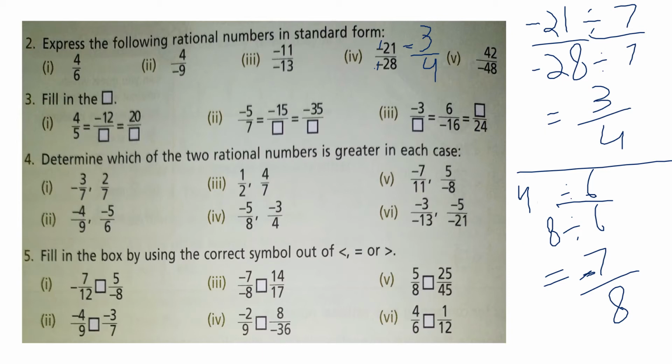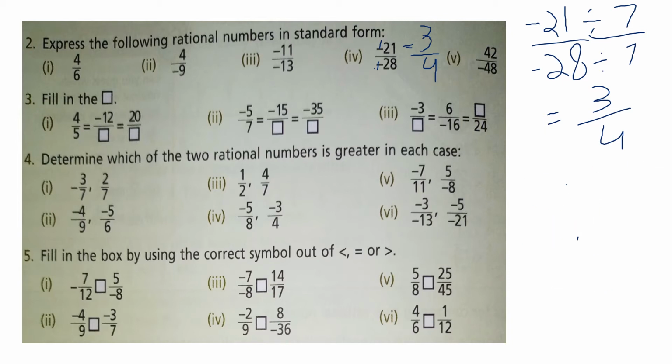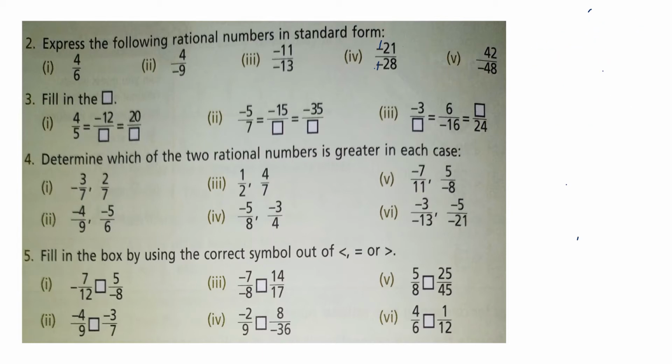Now in question number 3, we have to fill in the blanks. Okay, the first one is 4 by 5 equals to, okay, these are all equivalent fractions. We have already studied equivalent fractions. Okay, by which number should we multiply 4 to get minus 12? How many 4s are minus 12? 4 3s are minus 12. It means that 5 will also be multiplied by 3. So 5 3s are 15.